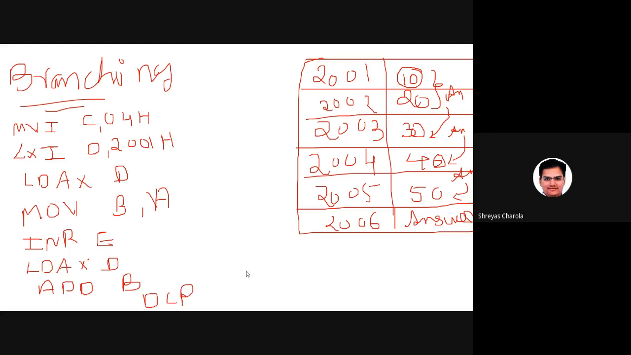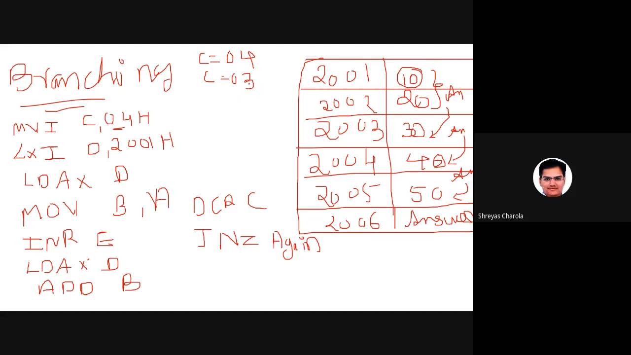I'm writing the code here now. I'll write DCR C because the total is 4 times, and one time I reduce it. I'll check JNZ again. Now what do you mean by again? If the zero flag, C is not 0, because the C will be 04, then again the C will be reduced by 1. It will check whether the C is 0 or not. If it is not 0, it will go to the again.